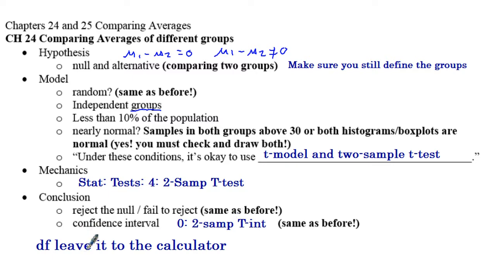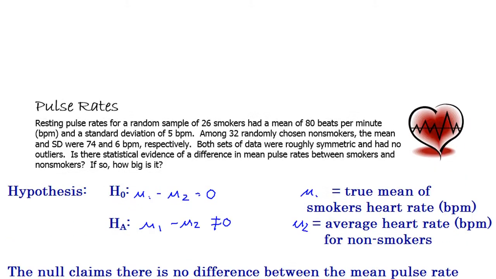The degrees of freedom is a little bit different for two groups. It's not as easy as n minus 1. It's actually a very complicated formula. If you want to see that formula, just come see me. I'm happy to show it to you. Alright, so we're going to take a look at an example problem here.